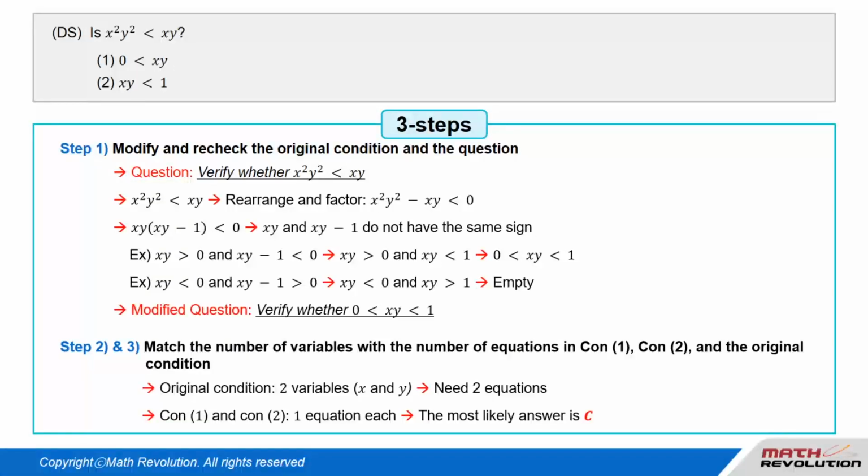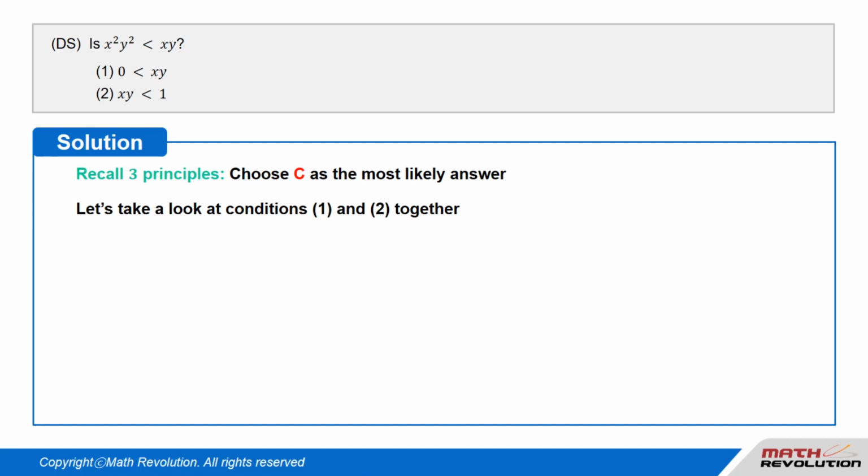Follow the second and the third steps. From the original condition, we have two variables, x and y. To match the number of variables with the number of equations, we need two equations. Since conditions 1 and 2 will provide one equation each, C would most likely be the answer. Recall three principles and choose C as the most likely answer.